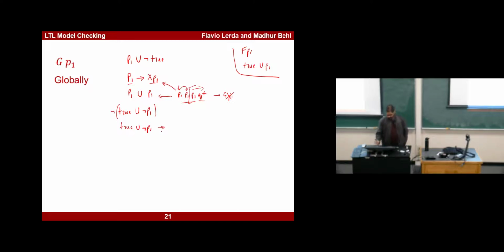True until not P1. So I would give you a trace which is Q plus. And Q plus satisfies this formula. Because what is Q plus, if you have forgotten or if it's not clear? Q plus is a series of infinite Qs. So a trace which is a series of infinite Qs satisfies true until not P1, because each of these are not P1s. But this does not satisfy always P1. So this can't be the expression for always P1.